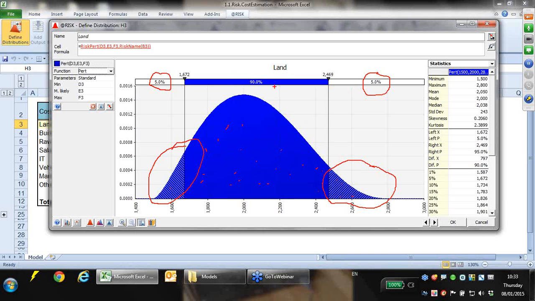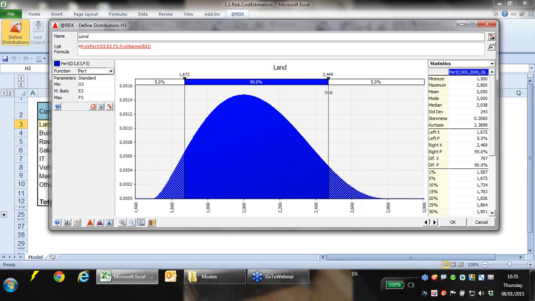these percentiles or confidence intervals up here are telling us how likely it is that a sample is going to come from a particular part of our distribution. And so what this is telling us is that there is a 5% chance that the cost of land is going to be between 2.469 and 2.8 million, and a 5% chance that it's going to be between 1.5 and 1.672 million, and then there's a 90% chance that our samples are going to come from this large area here around the mean.